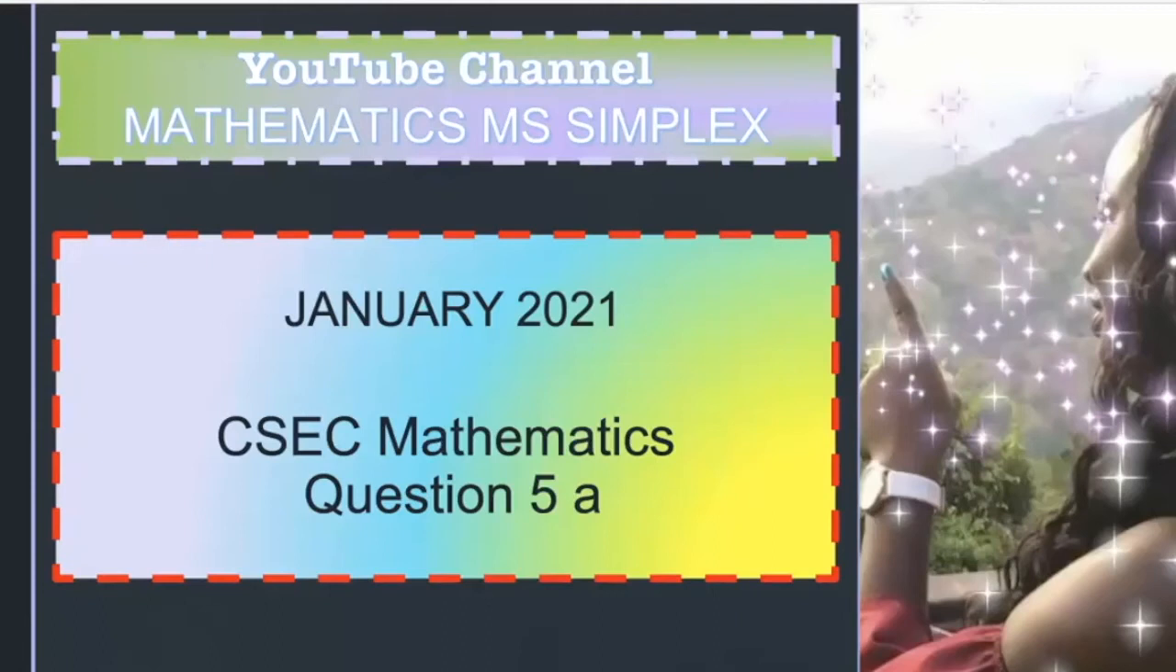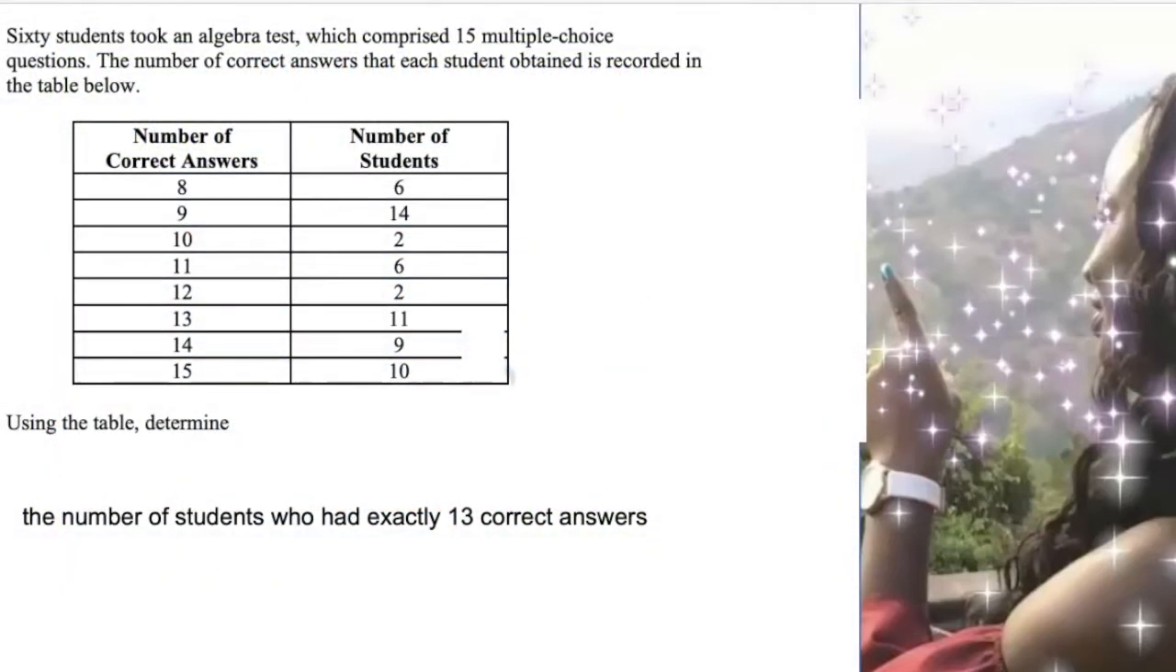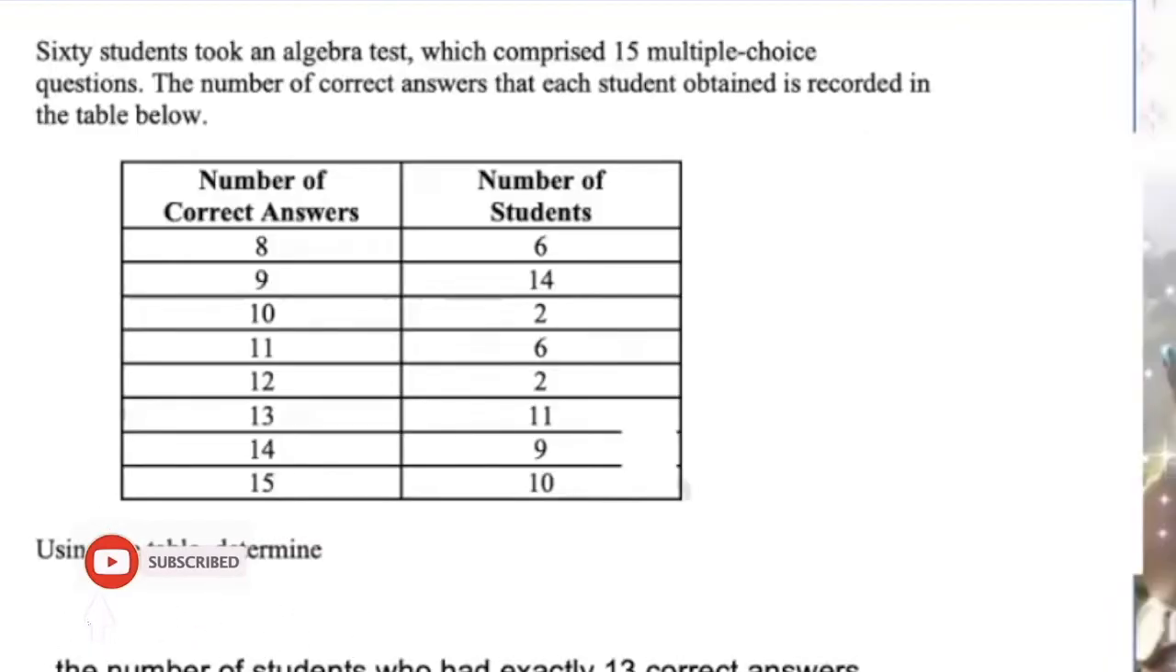Welcome back, guys. Today we'll be doing a January 2021 question number 5A. The question reads as follows. 60 students took an algebra test, which comprised 15 multiple choice questions. The number of correct answers that each student obtained is recorded in the table below. So the table is as follows.